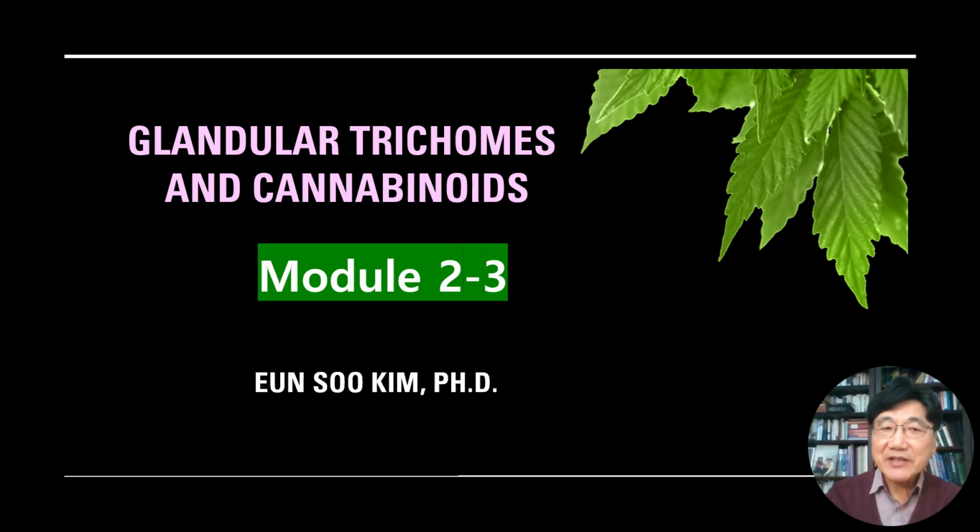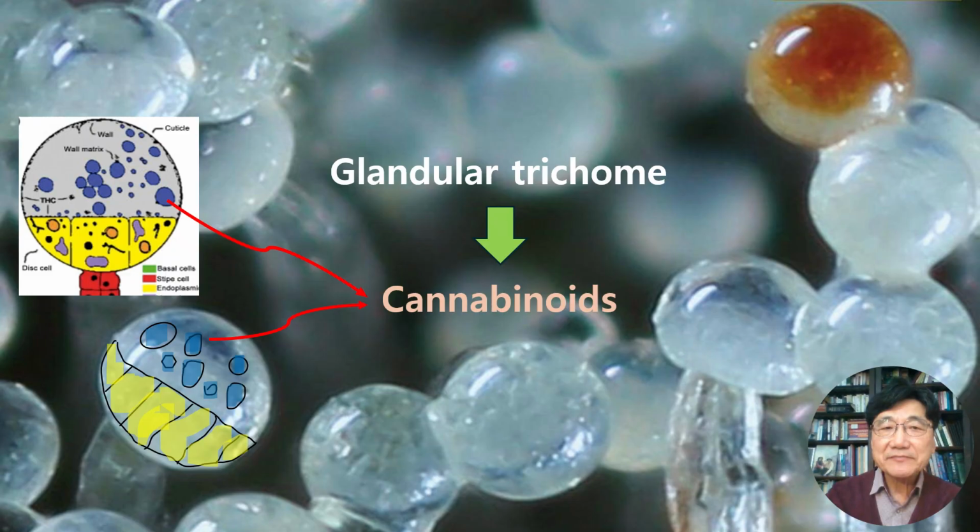The topic of this lecture is glandular trichomes and cannabinoids. Let me explain what a glandular trichome and cannabinoids are. Cannabinoids and terpenes are synthesized by secretory cells and stored in the secretory cavity of a glandular trichome. A glandular trichome has a mushroom-shaped structure under magnification, as shown in this slide.